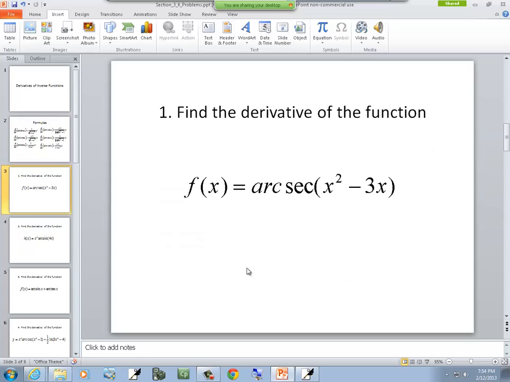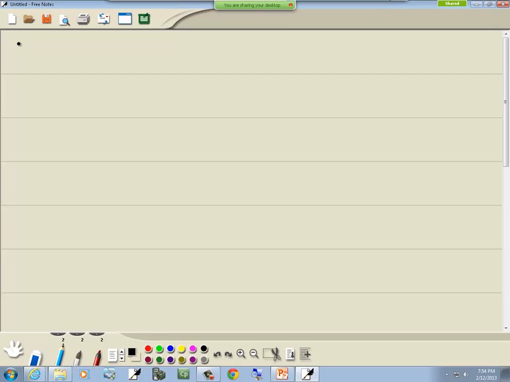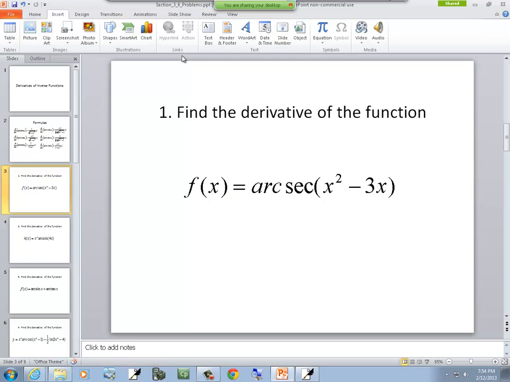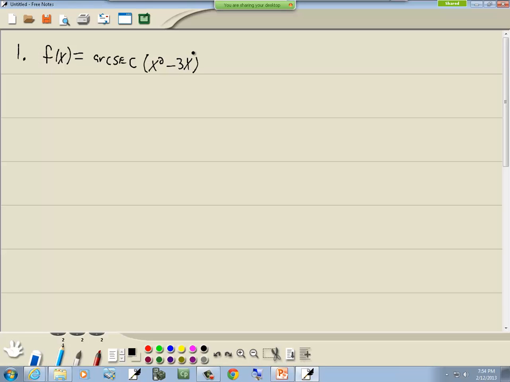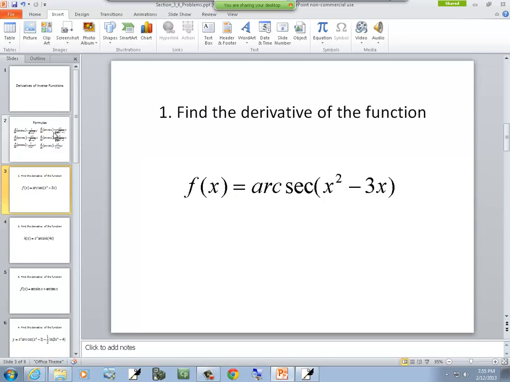So let's take a look at a problem. We got f of x is equal to arc secant of x squared minus 3x. Okay, now whatever's inside the parentheses is always going to be our u. So when we're using a formula, that's going to be our u. So for our derivative, let's go look up arc secant.